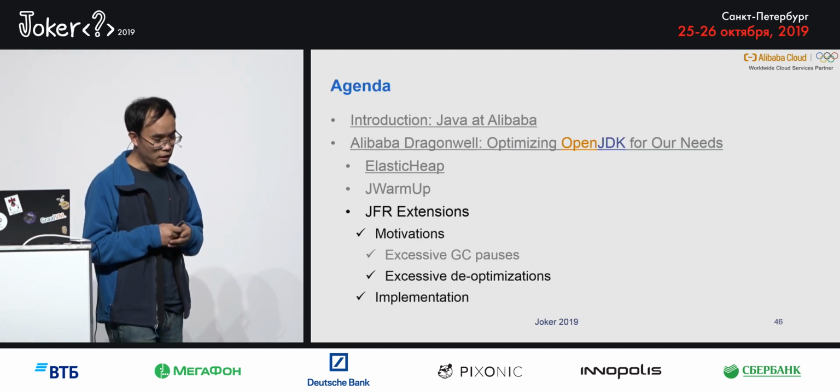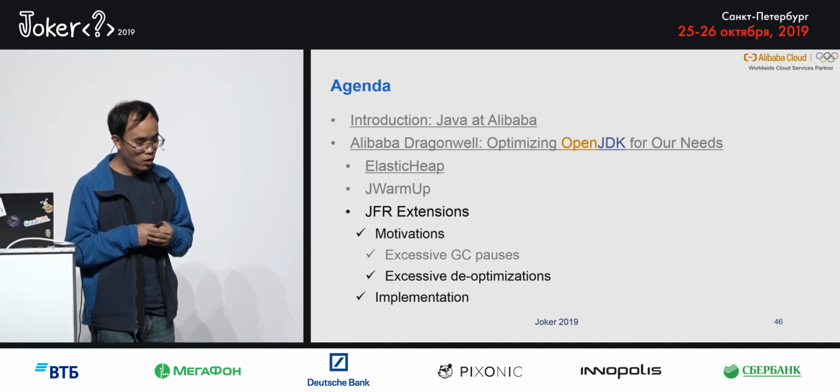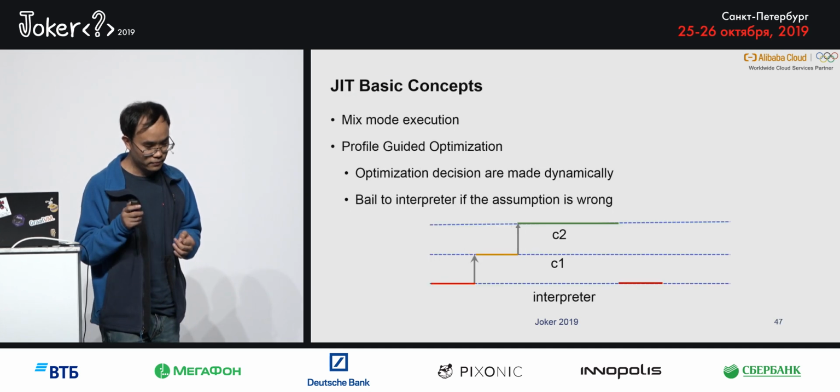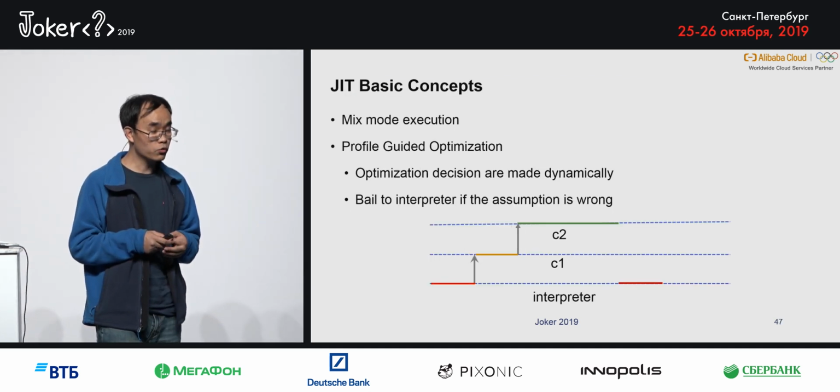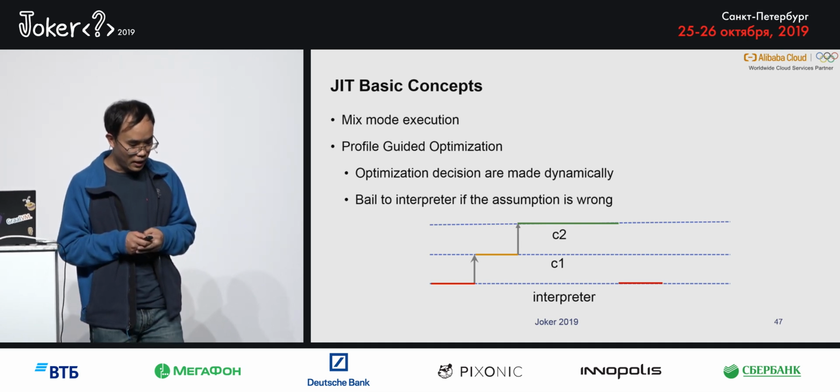I think this is for excessive GC pause. The second motivation is about excessive de-optimization. Let's go through some basic concepts used by HotSpot.